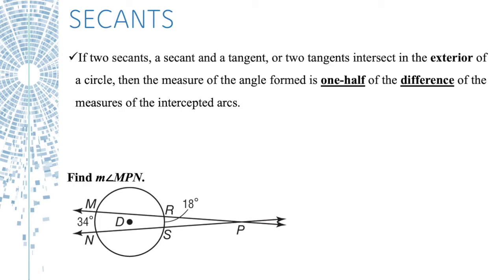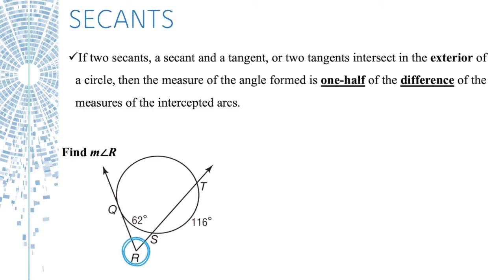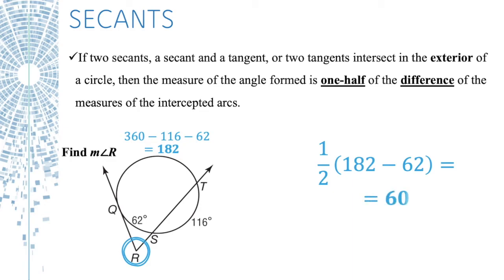We're going to find the measure of MPN, that little guy right there. And it's 1/2 the measure of the difference of the intercepted arcs. So 1/2 of 34 minus 18, which is 8. Let's try another one. The measure of angle R is, well, 1/2 the difference of its intercepted arcs. We know one of them, 62, but we don't know the other intercepted arc. But again, we can find it by taking 360 minus the measures that we do have, 116 and 62. And we know that the other intercepted arc is 182. So the measure of angle R is 1/2 of 182 minus 62, which is 60.